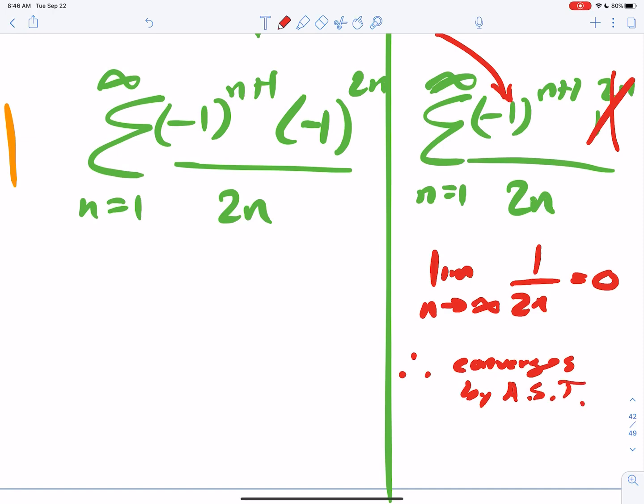Some of you may have noticed that this is an alternating harmonic. That works too. But some of you may not have recognized that because of the 2. But remember, that 2 can easily go outside of the summation there, okay?